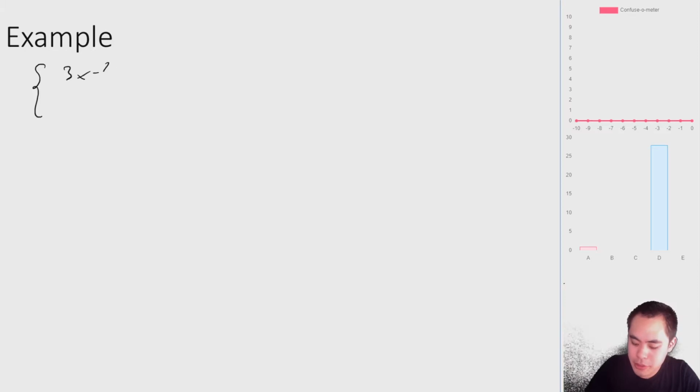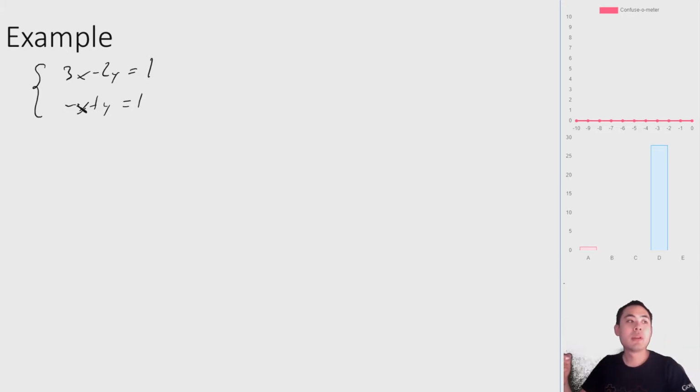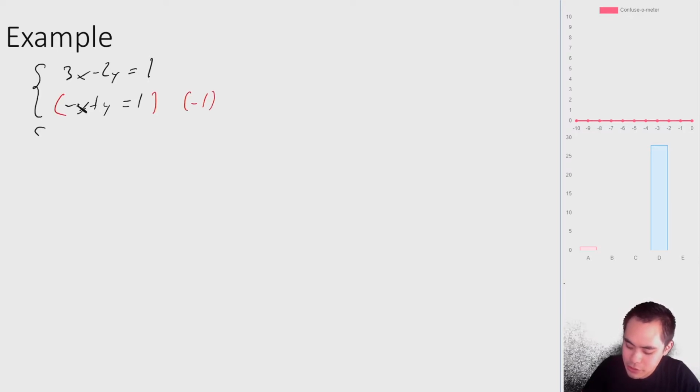So let's say we had 3x minus 2y is equal to 1, and we had minus x plus y is equal to 1. Okay, so now if we want to solve this, well, what can we do? We can multiply this by minus 1, and then we get a new system, which is 3x minus 2y is equal to 1, and x minus y is equal to minus 1.